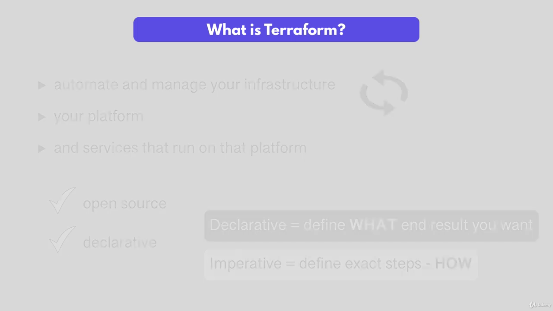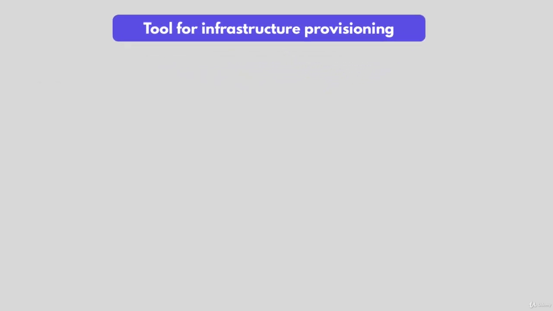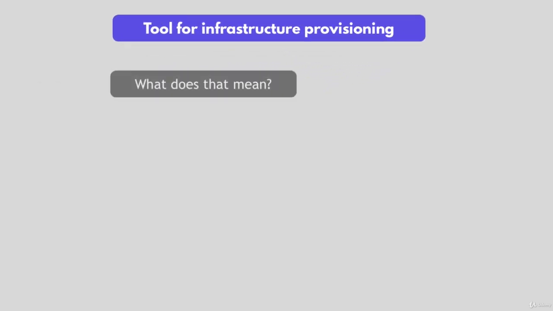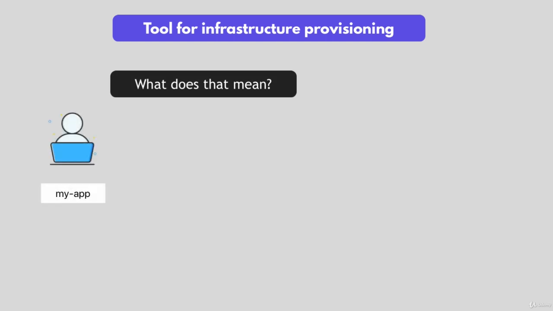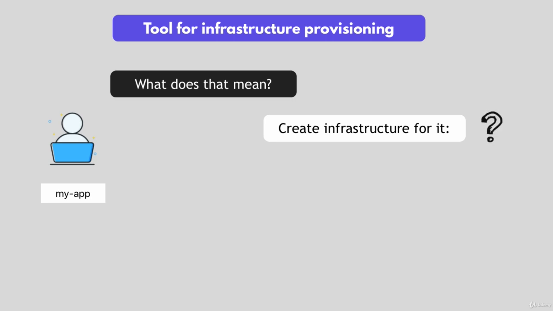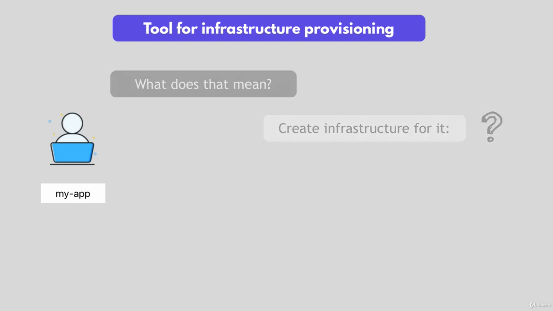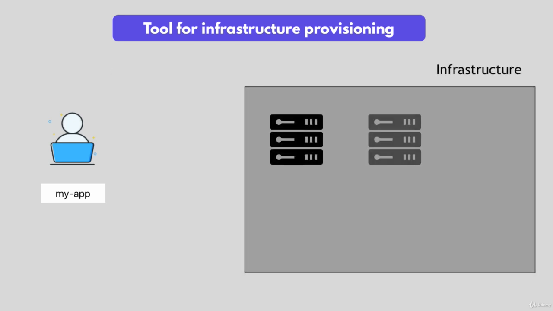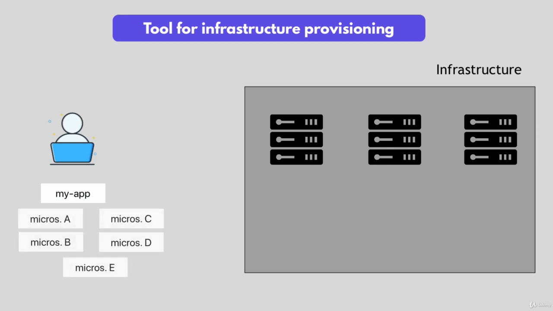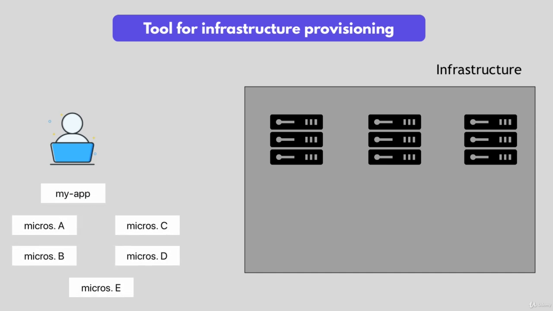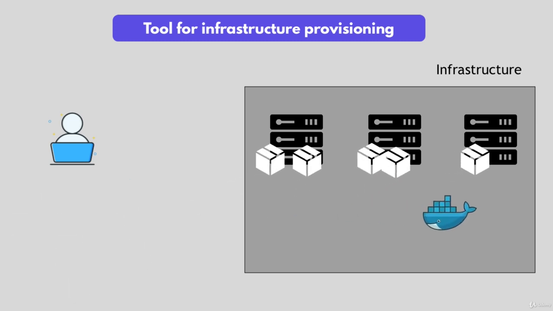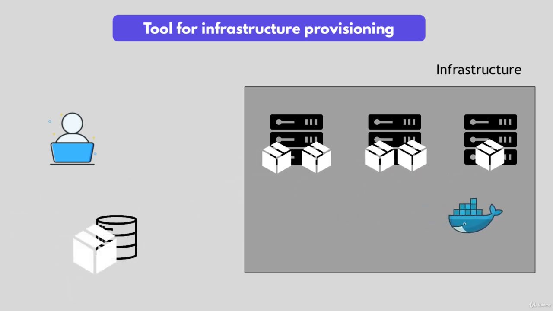So as I said, Terraform is a tool for infrastructure provisioning. So what does it mean exactly? Let's say you just started a project where you create some application and you want to set up an infrastructure from scratch where this application will run. How does your infrastructure look like? Let's say you want to spin up several servers where you will deploy your 5 microservice applications that make up your application as Docker containers, and also you're gonna deploy a database container.